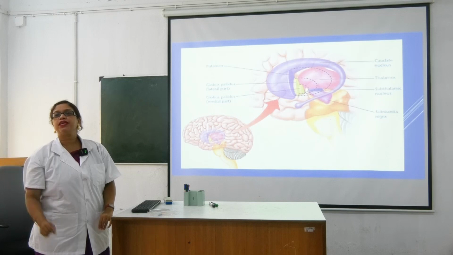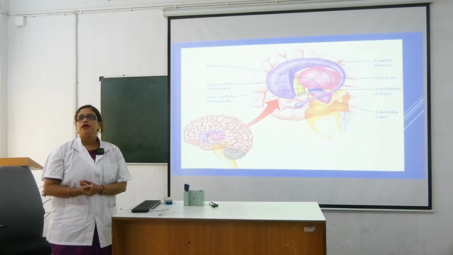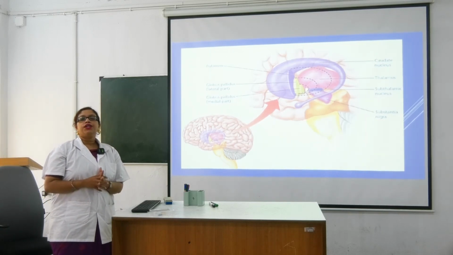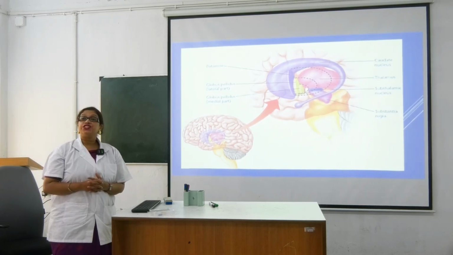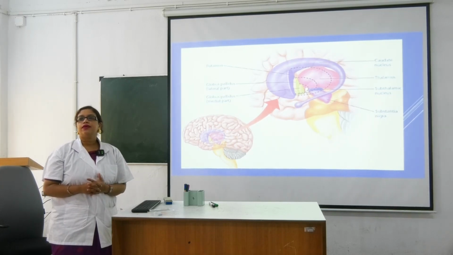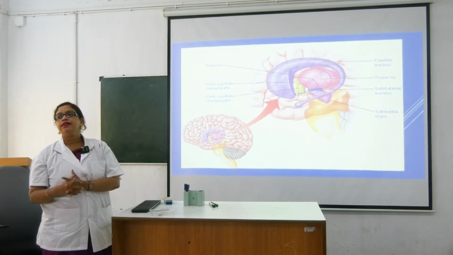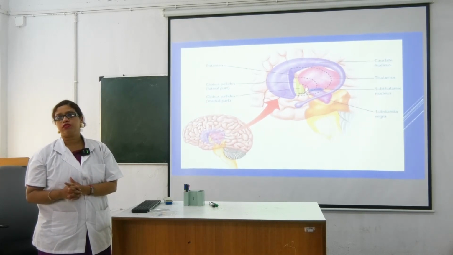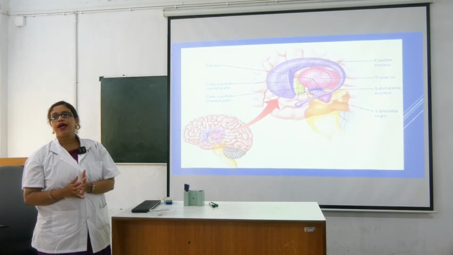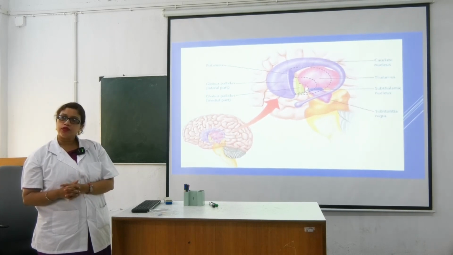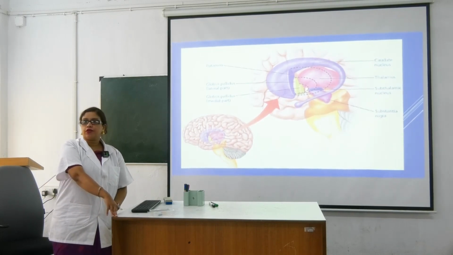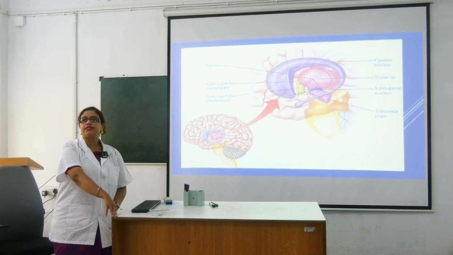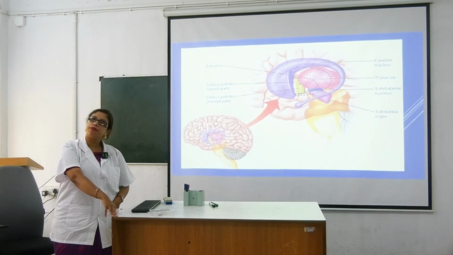Write it down. The function of basal nuclei is for the initiation, maintenance, and inhibition of different kinds of movement. Right? So, initiation, maintenance and inhibition, IMI, okay? Initiation, maintenance and inhibition of the different types of movement.